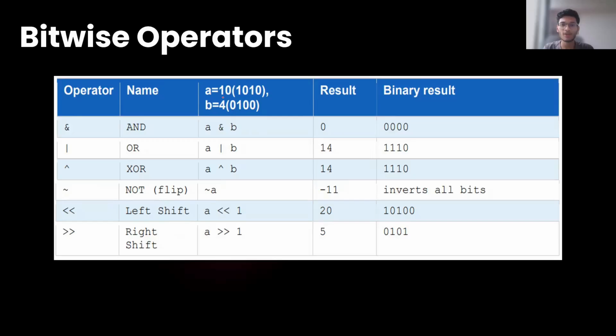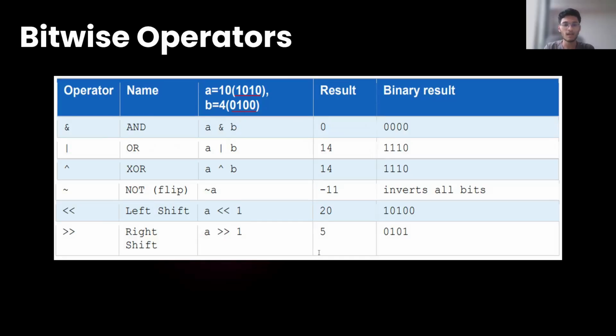Basically, if I provide A equal to 10, B equal to 4, it works on binary numbers. So the bitwise operator works on the binary bits. So for A and B, it will work bit by bit: 0 and 0, 1 and 0, 0 and 1, 1 and 0, like this. Whatever the result is, we'll get the result in binary. Again, OR, XOR, NOT, left shift, right shift, all things will work bit by bit. Let us try to understand this with the help of examples in the Jupyter notebook.